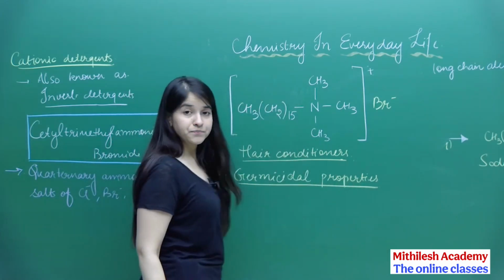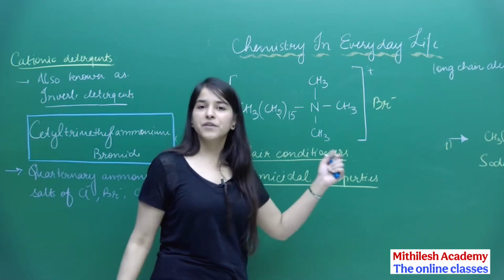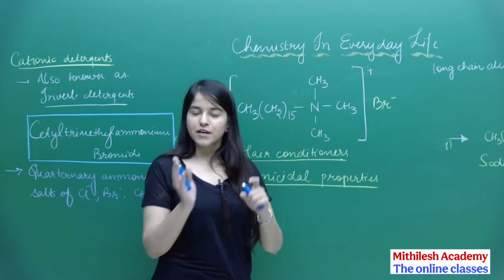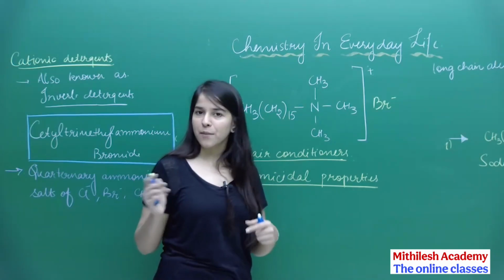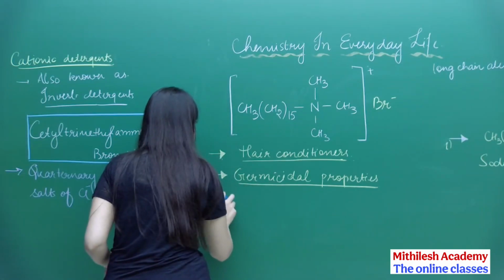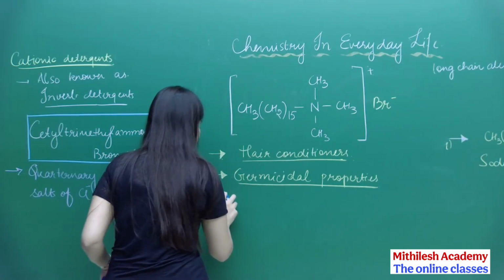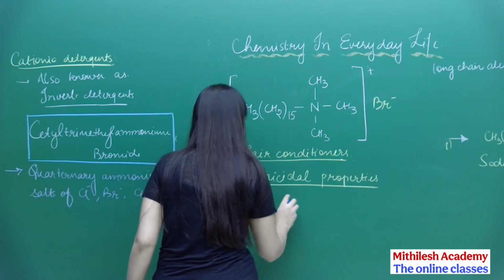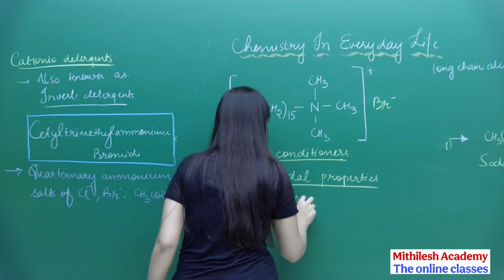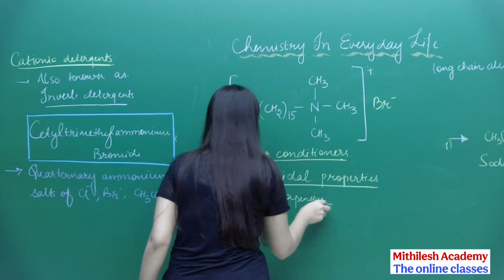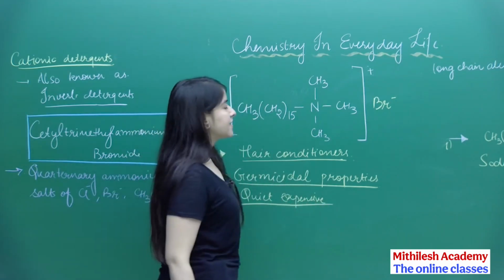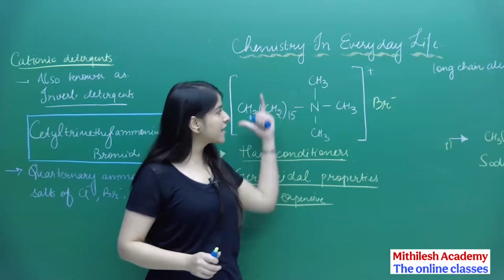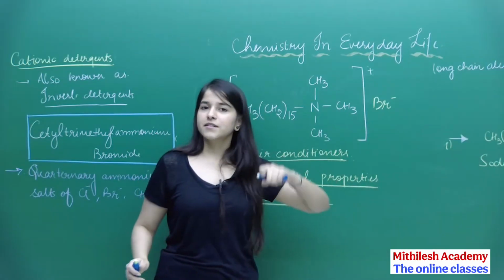That means they are pretty expensive. And conditioners, we all know, are comparatively expensive than our shampoos. So these are comparatively expensive, or I can say quite expensive. So that is the quality of these cationic detergents. I hope that is very well clear to you. Here the cation part is the big, whereas the anion part is the small.